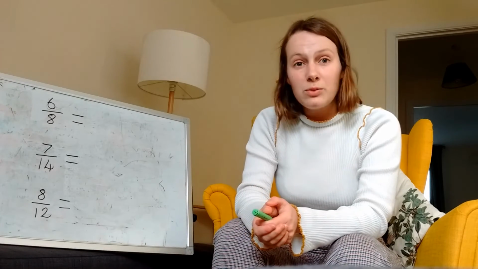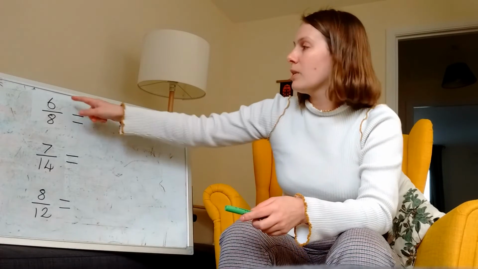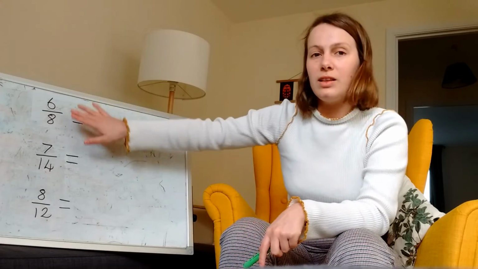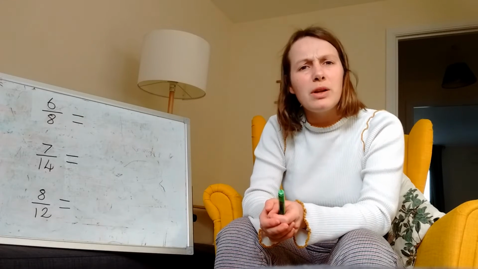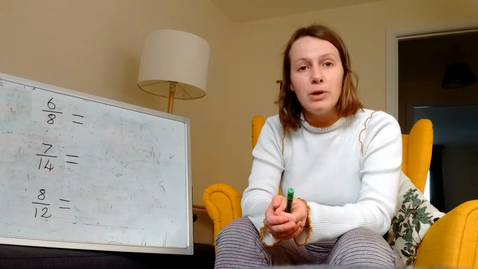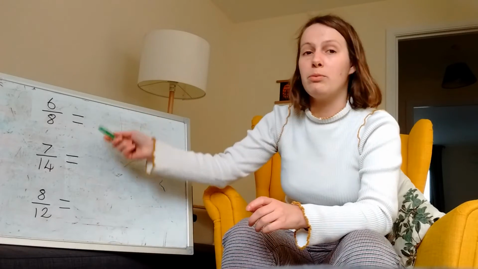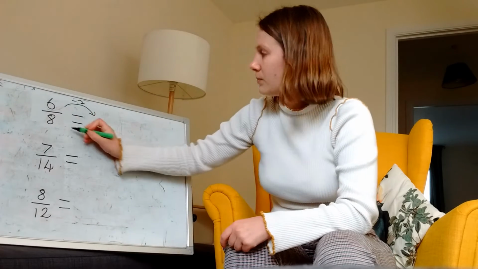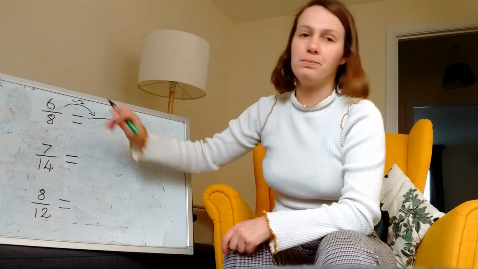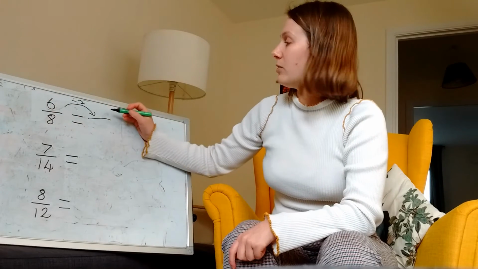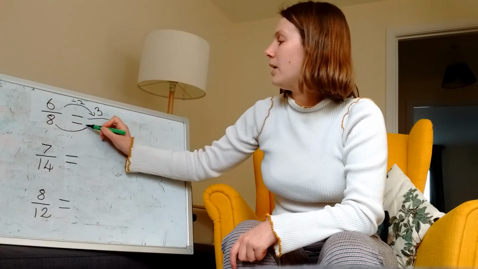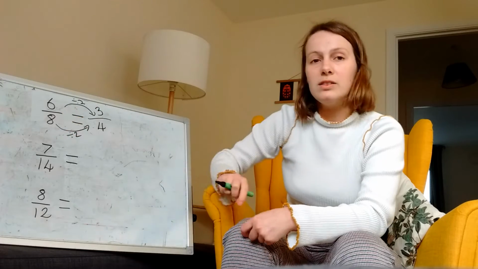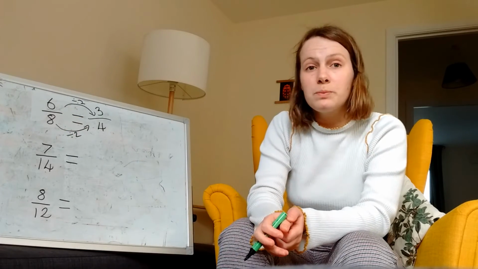So, first one I've got up there, we're going to simplify 6/8. We're going to find an equivalent fraction that is more simple. So I'm looking at the 6 and the 8 and I'm thinking, what times table are they both in? And they're both in the 2 times table. So I'm going to divide them both by 2. 6 divided by 2 is 3, and 8 divided by 2 is 4. So that tells me that 6/8 is the same as 3/4.